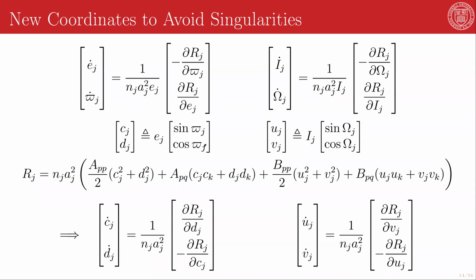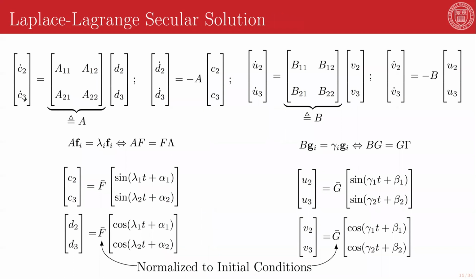And this is where all of this preparatory work of setting up these matrices A and B finally pays off, because now we can write these as true linear systems. C dot 2, C dot 3 is equal to the A matrix times D2, D3. The derivative of the D's is equal to negative that same matrix times the C's. And the exact same thing is true for the U's and the V's using the B matrix. To first order, these expressions are fully decoupled and linear.